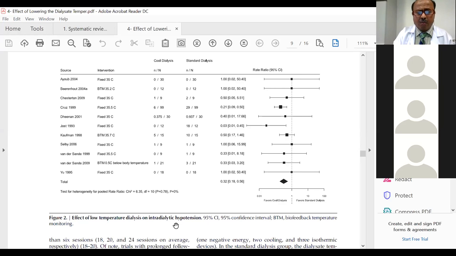Before I speak the end result of the meta-analysis, look here. What is this? I want you, Toka and Nadine, to speak with me. What's this? The source. Each row reflects one publication. So here, 1, 2, 3, 4, 5, 6, 7, 8, 9, 10, 11, 12 studies included. 11 studies included. This is the name of the first author, and this is the year of publication. And here the intervention, fixed 35 degrees versus normal one. And this is the cold dialysate number and the standard dialysate number. Okay. And here the risk is the odds ratio or relative risk, whatever, here the rate ratio. It is one. What's meant by one?